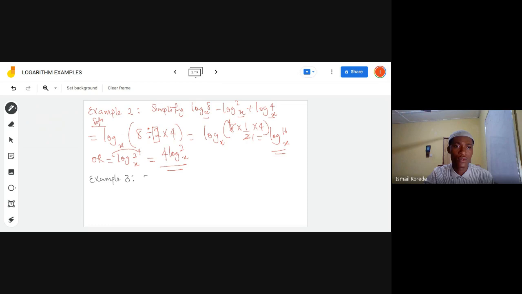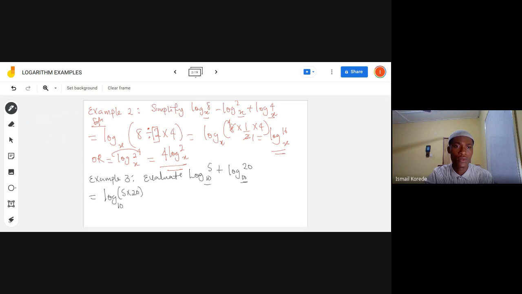So here I'm asked to evaluate log 5 base 10 plus log 20 base 10. So this is a WAEC question. Here I'm just going to pick the common law because they have a common base. So I'm going to use the addition law here. So log to the common base of 5 times 20.